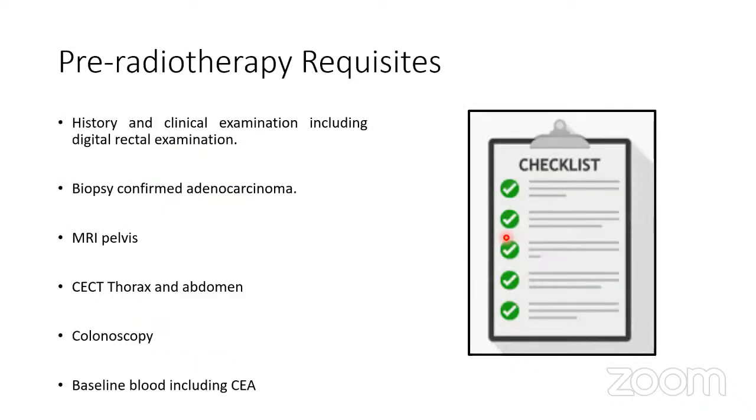So, pre-radiotherapy requisites. Make sure before you plan a patient for radiotherapy, you have all this information at hand. That is full history, examination, including digital rectal examination findings, the biopsy report, MRI pelvis, and CT thorax and abdomen, the colonoscopy report, and baseline blood tests, including the CEA. The first step is always explaining about the procedure and getting consent from the patient after explaining in detail about the acute as well as the late toxicities of treatment.